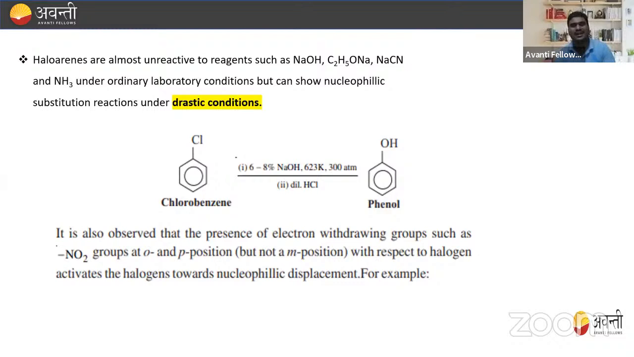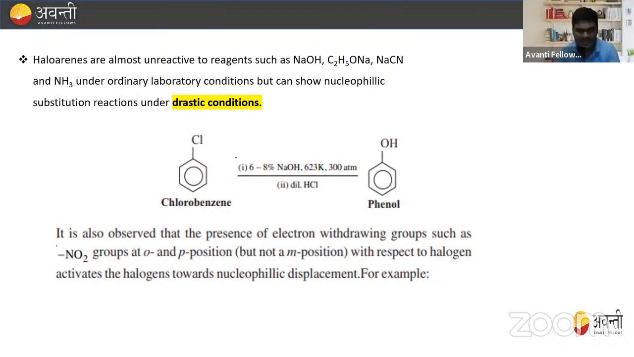Now, haloarenes are almost unreactive to reagents such as NaOH, C2H5ONa, NaCN and NH3 under ordinary conditions, but can show nucleophilic substitution reactions under drastic conditions, that is, high pressure and temperature. Like when chlorobenzene is treated with 6 to 8% NaOH at 623 Kelvin and 300 atm, followed by dilute HCl, we get phenol.